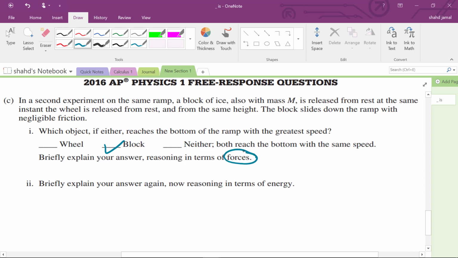They want you to explain it in terms of forces, so focus on that. For the block of ice, it's going to experience no friction, while the other one has static friction. So obviously ice is frictionless. This means that there is going to be no resisting force, so the total net force is going to be greater for the ice. So the acceleration is greater, and the final speed and the greatest speed will be that of the block.